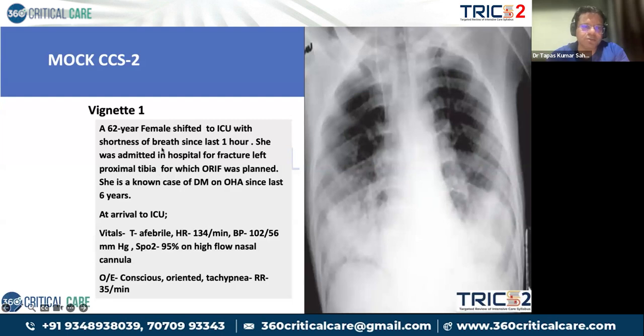So, let's start with vignette 1. A 62-year-old female shifted to your ICU with shortness of breath since the last 1 hour. She was admitted in the hospital for fracture of the left proximal tibia, for which ORIF was planned. She is a known case of diabetes mellitus on oral hypoglycemic agents since the last 6 years. At arrival to the ICU, the vitals: temperature is febrile, heart rate is 134 per minute, BP 102 by 56 millimeter mercury, SpO2 95% on HFNC, and on examination she is conscious, oriented, but definitely tachypneic with respiratory rate 35 per minute. And this is the chest X-ray that you got when the patient was in the ward.